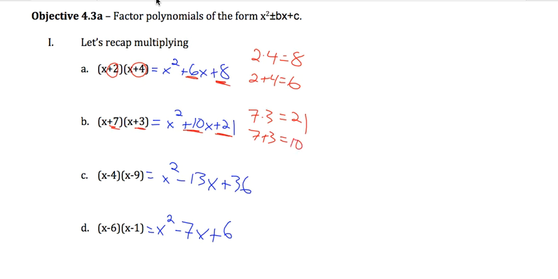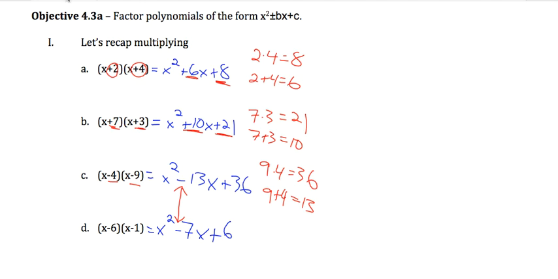Same thing even down with the ones that have subtraction signs. 9 times 4 is 36. 9 plus 4 is 13. The only difference with the ones that have subtraction is that there's a subtraction sign in the middle. Okay? That seems to really be the only major difference we have.